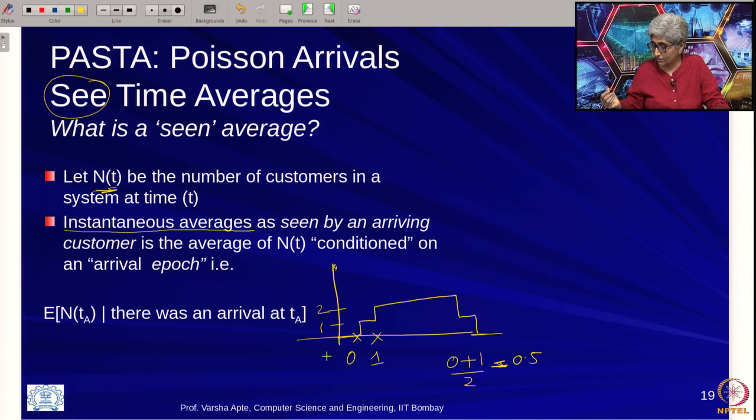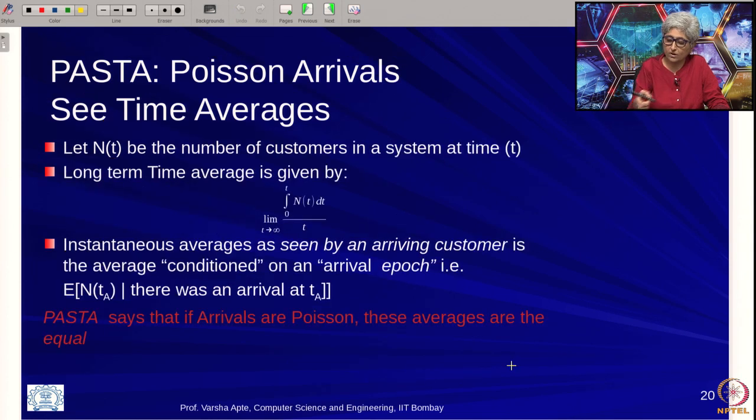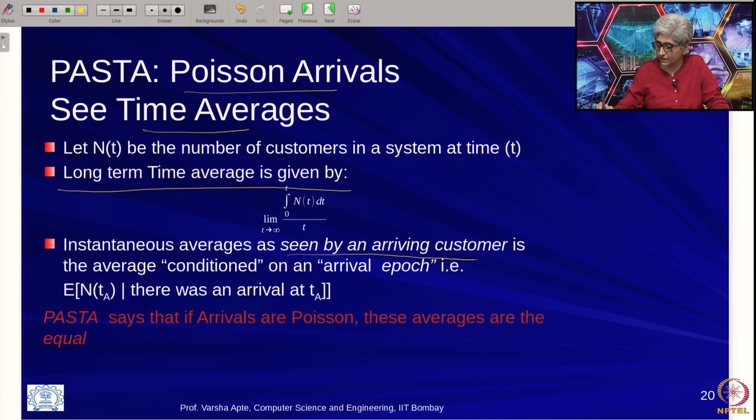Now, you can see the difference, right. What this Poisson arrivals see time averages property says is that these 2, the long term time average and the instantaneous average as seen by an arriving customer, these 2 are the same if arrivals are Poisson, okay. Only for Poisson arrivals these are the same.